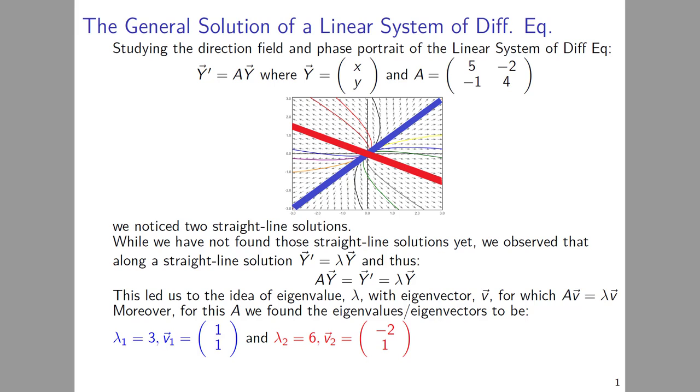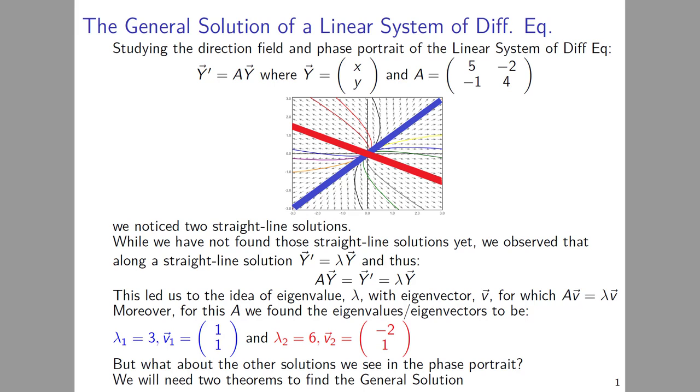Moreover, for this particular matrix A, we found the eigenvalues and eigenvectors. They were lambda 1 equals 3 with eigenvector (1, 1), and lambda 2 equals 6 with eigenvector (-2, 1). Notice how these eigenvectors (1, 1) and (-2, 1) line up with the straight line solutions that we were seeing in our phase portrait. But what about the other solutions we see in the phase portrait? We will need two more theorems to find the general solution and understand all of the solutions.